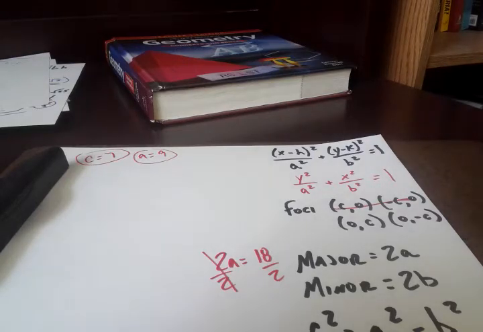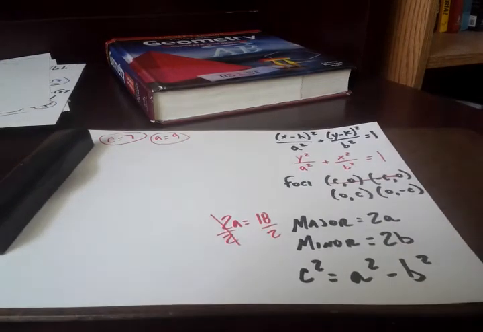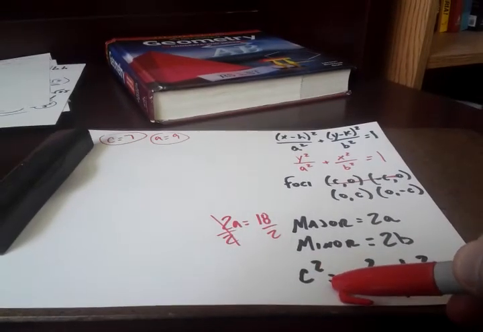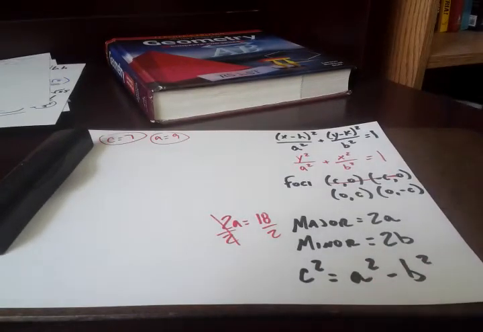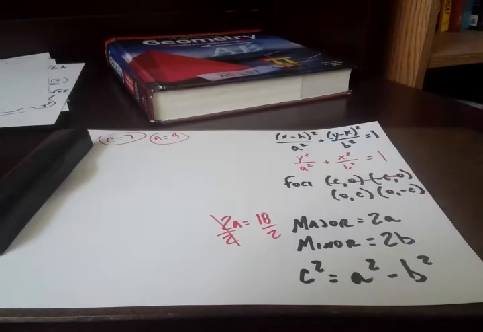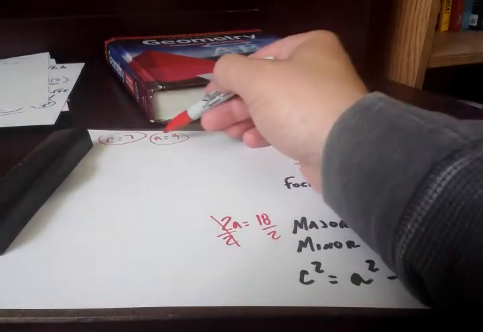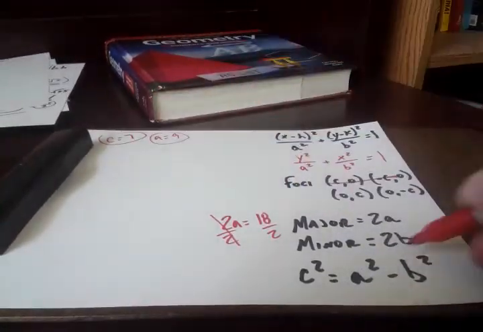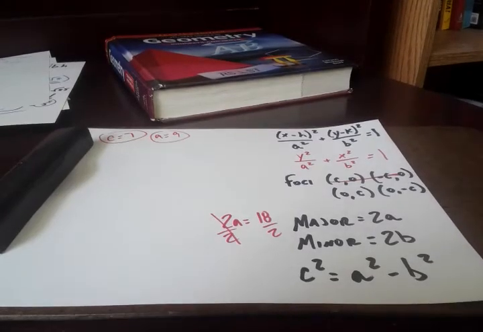The good news is there's a formula that relates A, B, and C together, and you can find that on the bottom of 615. Hopefully you found it. That formula is this: C squared equals A squared minus B squared. This is very similar to Pythagorean theorem, but it's just a subtraction. And so we're just going to plug A and C there, right? Because we know what A and C are.